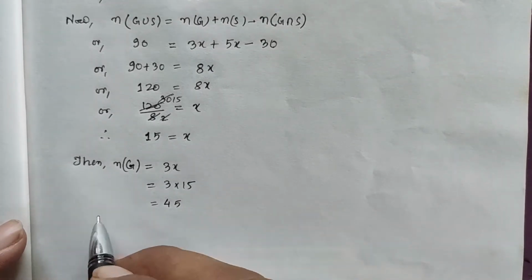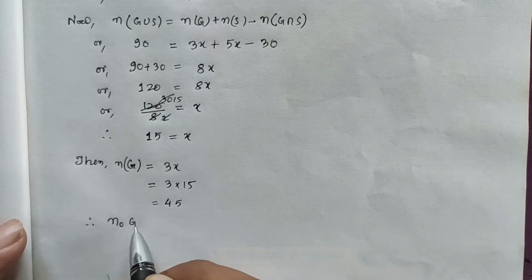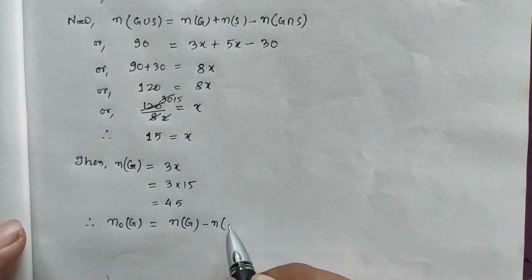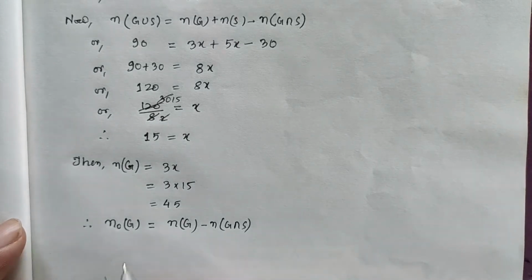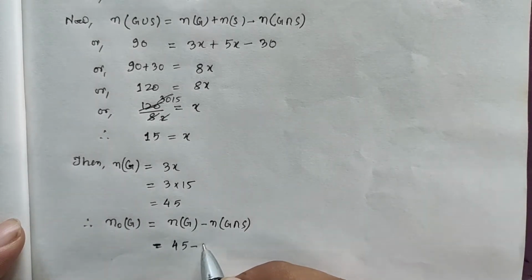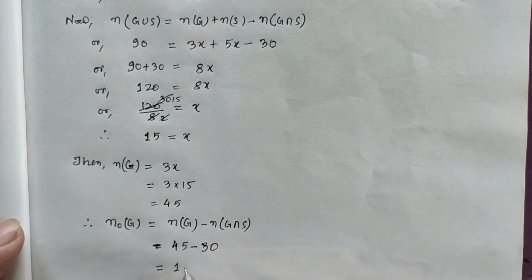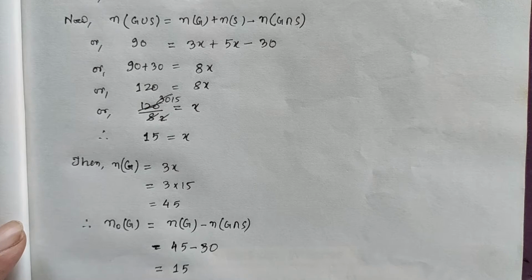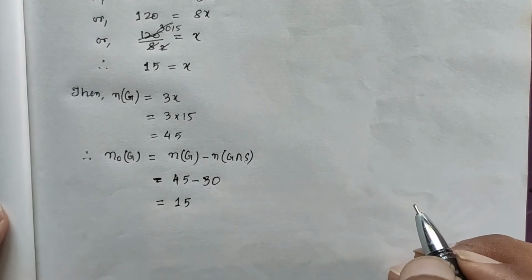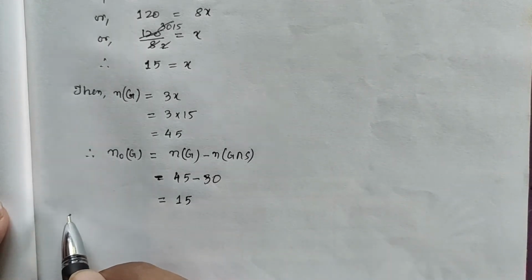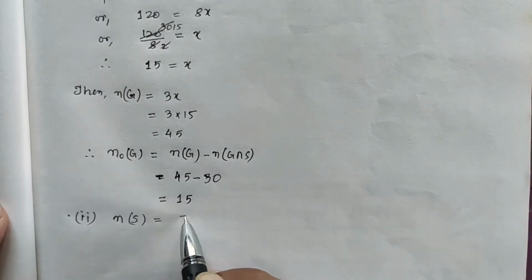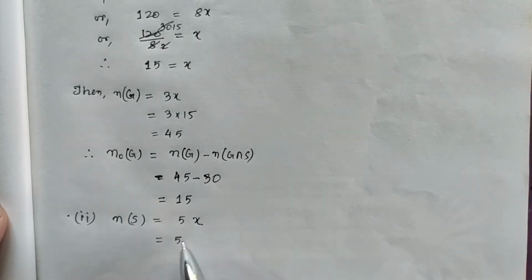Therefore n only g is how much? n(G) minus the intersection, 45 minus 30, which is 15. Yes, so we have found the value for n only g. So now it's easier for us because we have already found the value of x. So now it is easier to find the value of n(S). So n(S) is 5x.